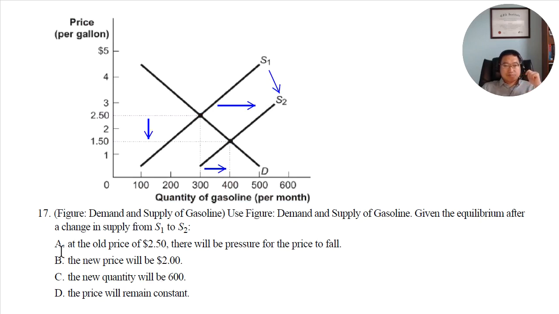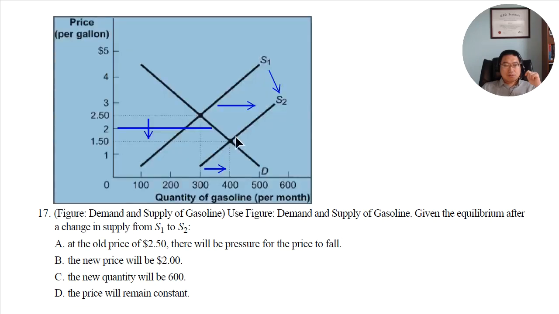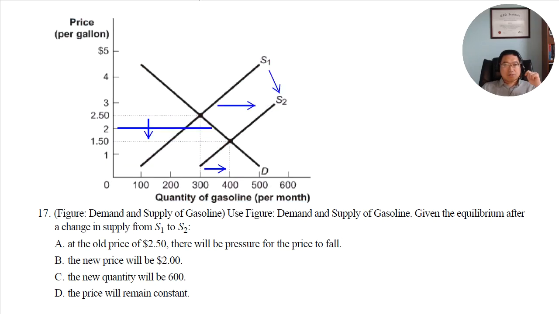And then how about A? At oil price of $2.50, there will be pressure for the price to fall. How about that? B, the new price will be what? Is that $2? Is that $2? Let's see, right? If you have a horizontal line at $2, is that the equilibrium point? The equilibrium point we're talking about is this point. Just circle that point.